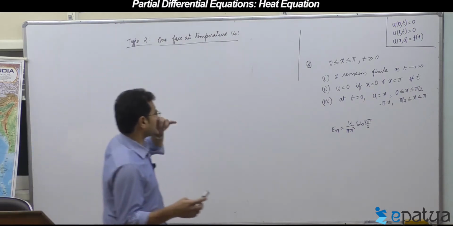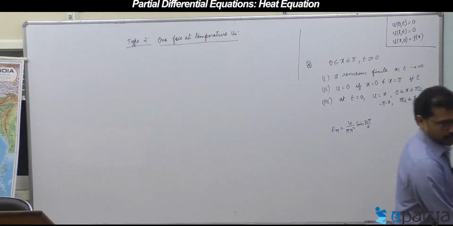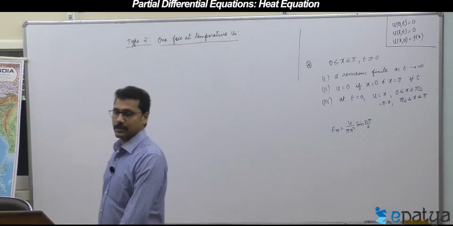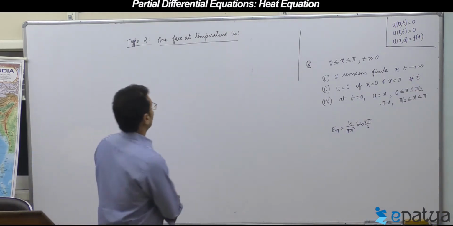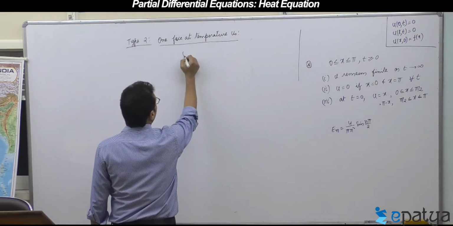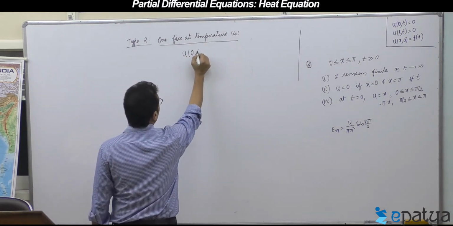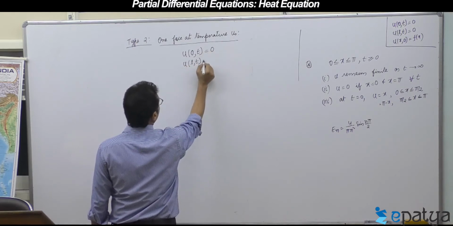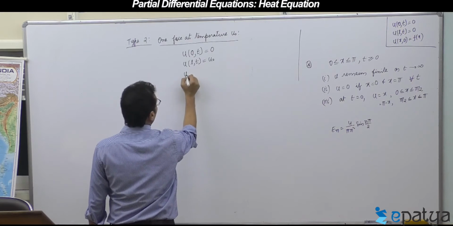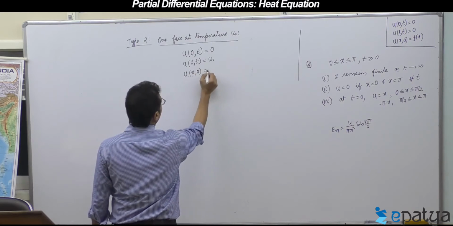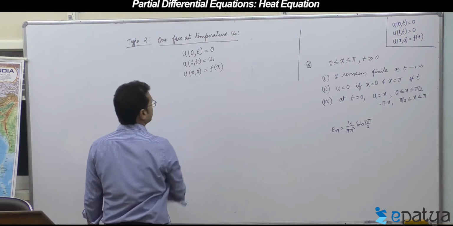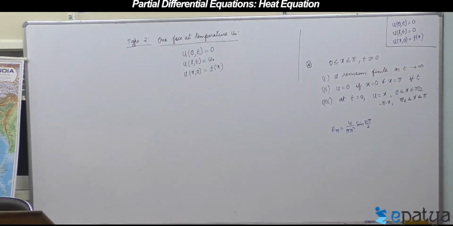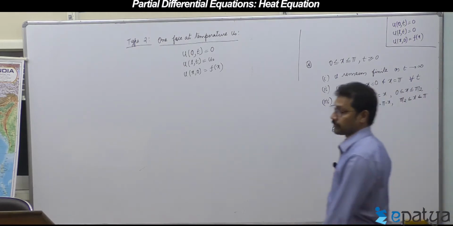Okay. One more scenario, type 2 scenario. If at all one of the faces is maintained at temperature u0, that means the conditions that you have is u of 0 comma t is 0, u of L comma t is maintained at u0, u of x comma 0, let it be some temperature distribution inside, f of x.